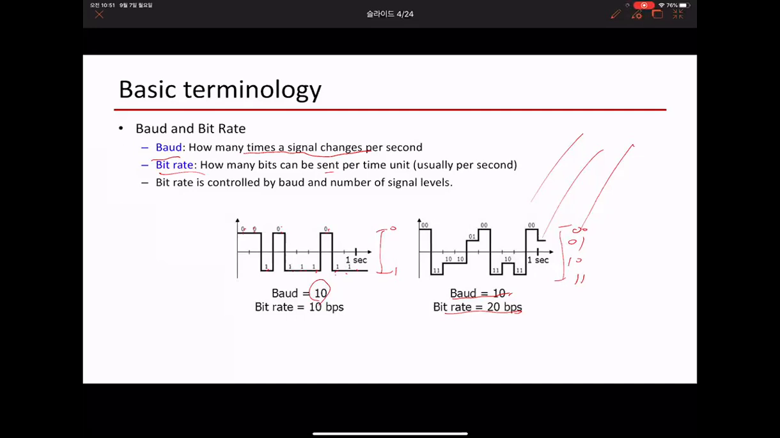So in this case, by making multiple signal levels, 2 times more signal levels, I can send 0, 0, 1, 1, 1, 0, 1, 1, which counts to 20. So baud rate is how many times the signal changes. Bit rate is how many bits can be sent. So bit rate is controlled by the baud rate and the number of signal levels.